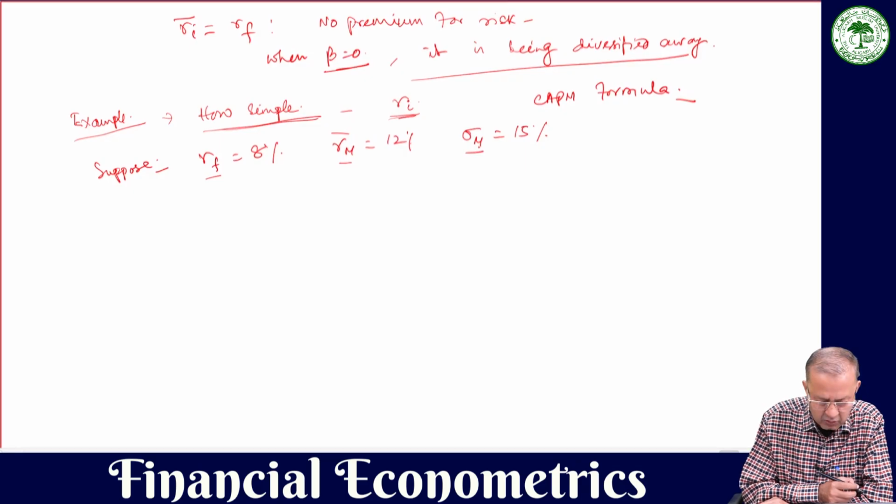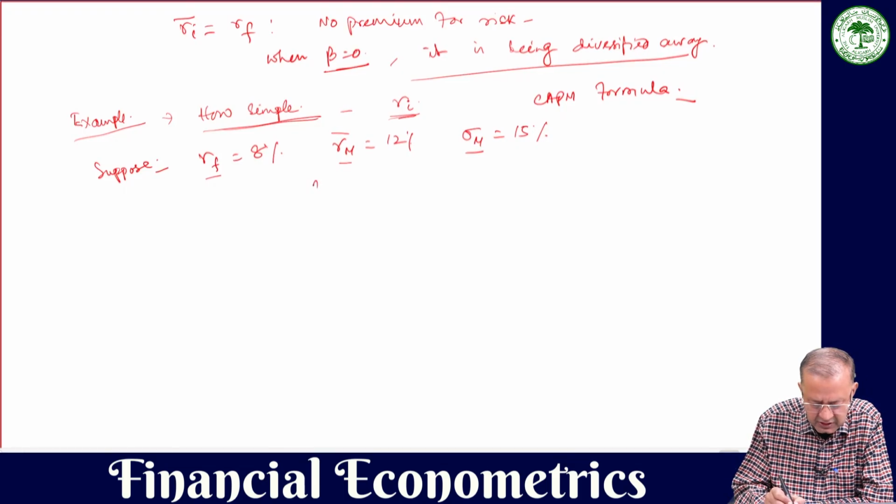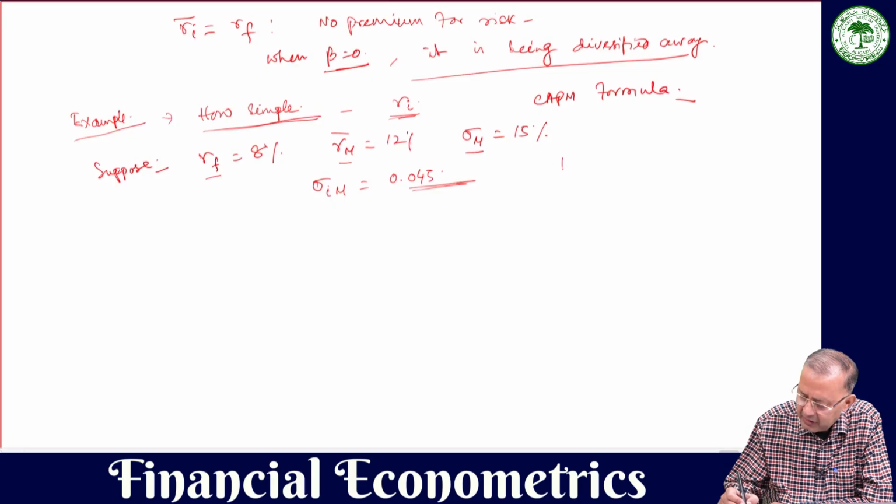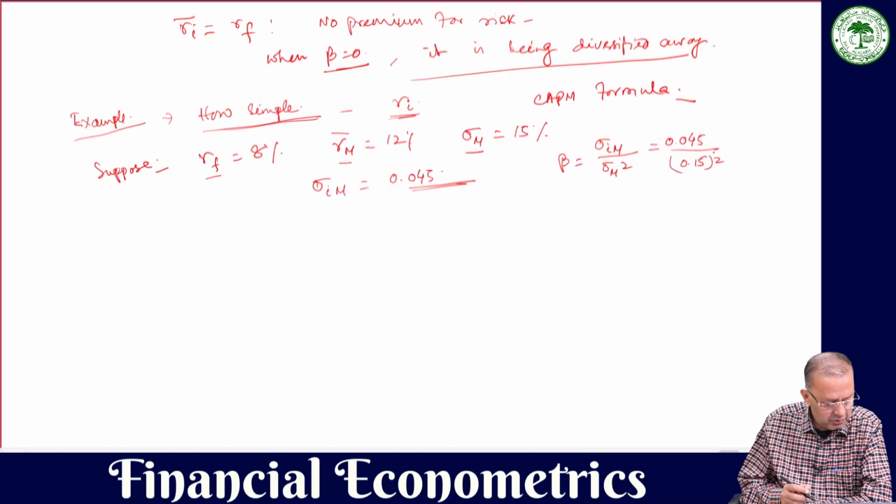Clear? Now from here, the covariance between them, the sigma im factor, suppose it is 0.045, then the beta can be calculated as sigma im upon sigma m square. This is equal to 0.045 upon 0.15 whole square. So this comes out to be 2.